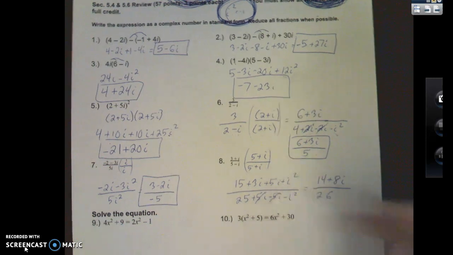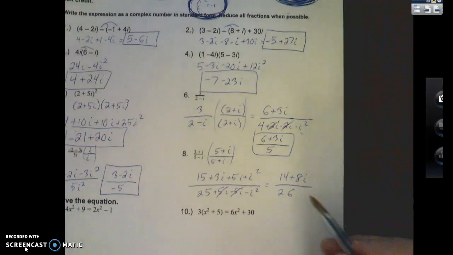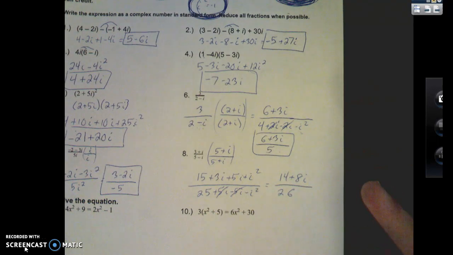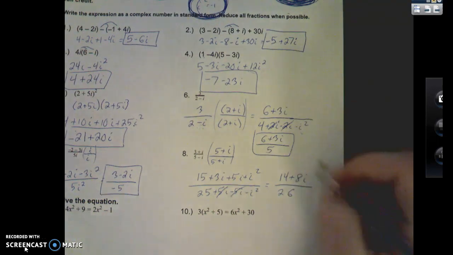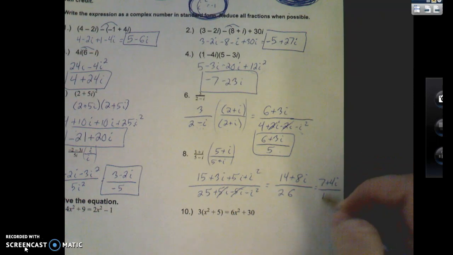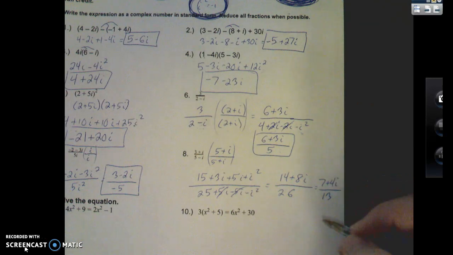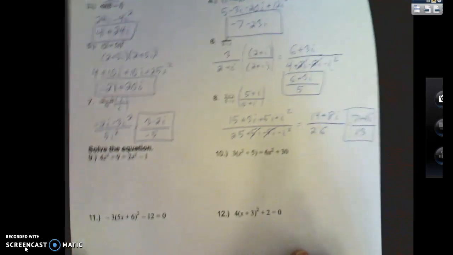They cancel out. Here, be careful. All three of these can be divided by the same number, 2. So this becomes 7 plus 4i over 13. Does any other number go into 7, 4, and 13? No, you win. Ganas. See, we're learning Spanish now as well.